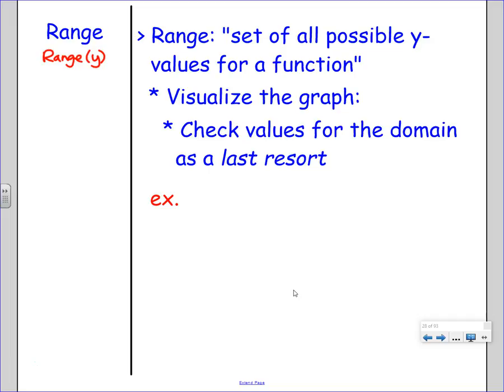Might be a good thing to write down with range. It's not specifically up there. If you're visualizing a graph, you're trying to say how low to how high. How low does it go? How high does it go? Yeah? How left does it go? How right does it go?